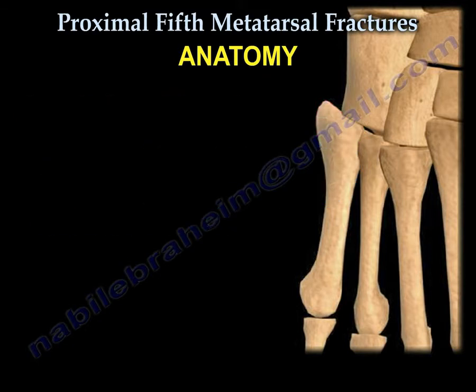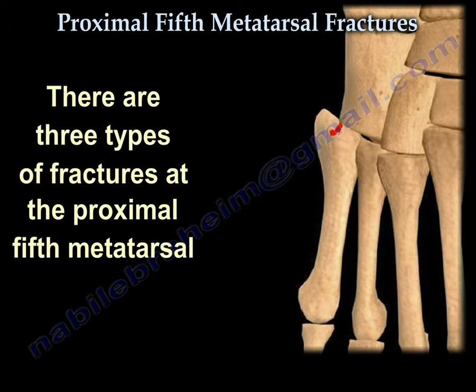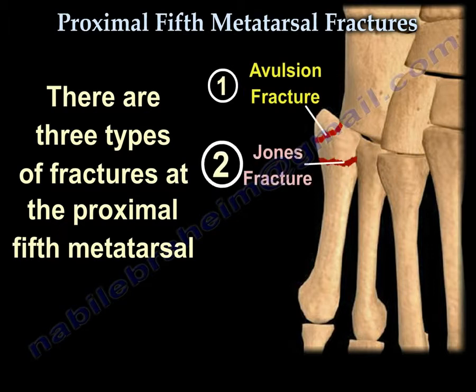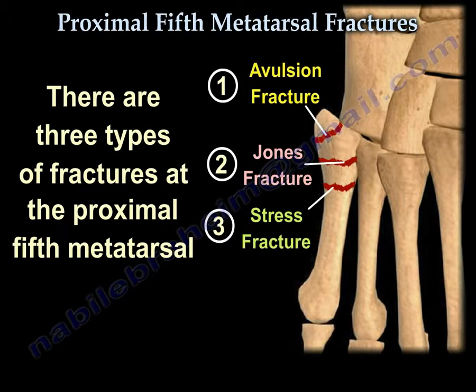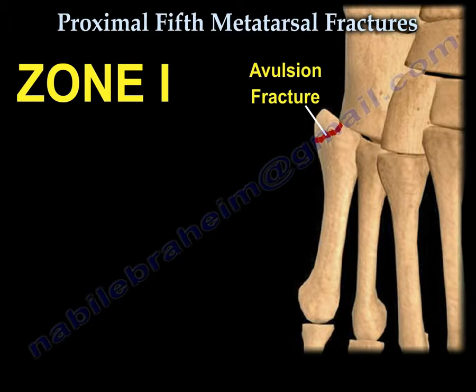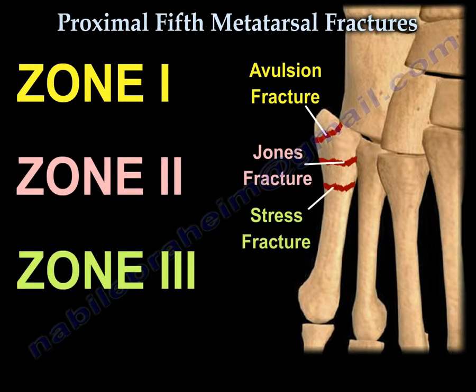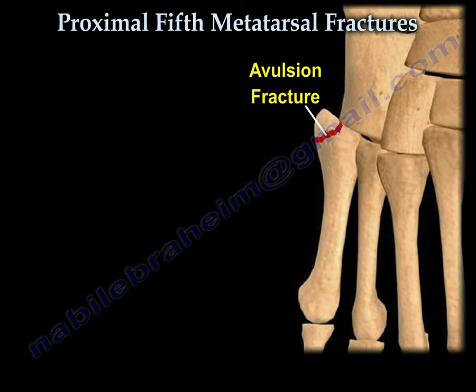There are 3 types of fractures at the proximal fifth metatarsal. 1 is an avulsion fracture, 2 is a Jones fracture, and 3 is a stress fracture. The proximal fifth metatarsal has been classified into 3 zones for these fractures. A Zone 1 injury is an avulsion fracture.